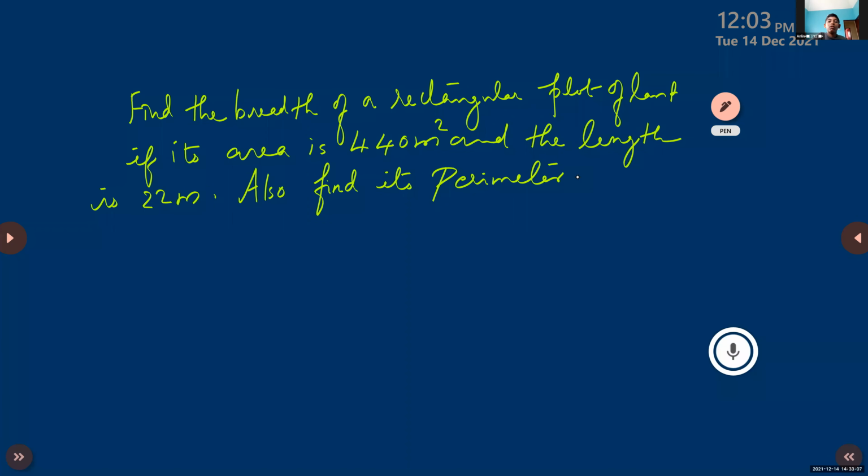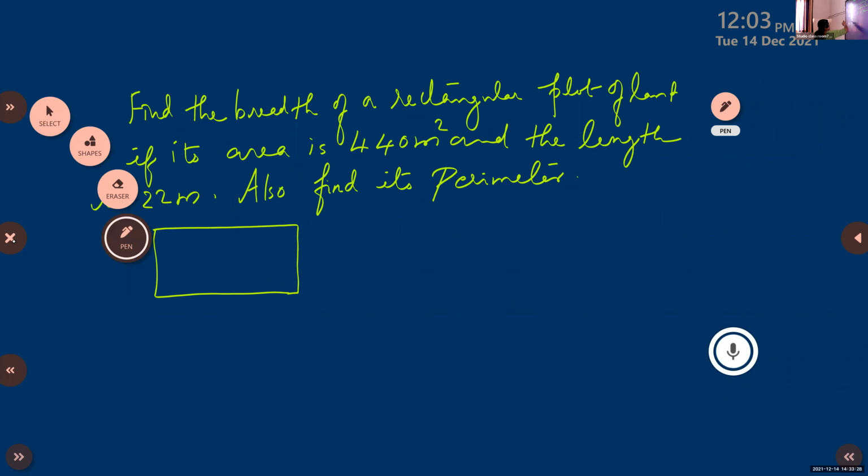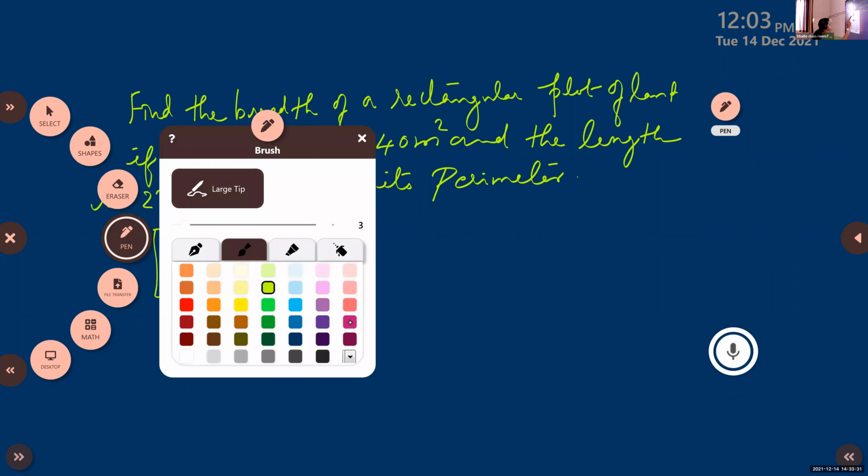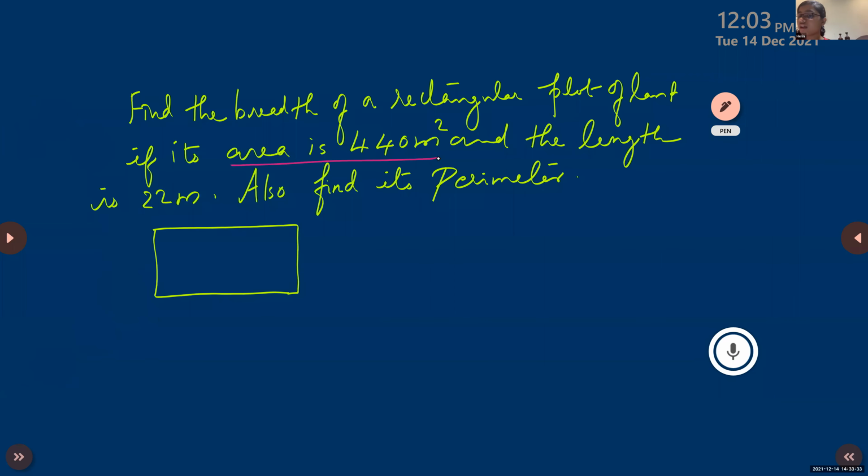What is the shape of the land? Rectangle. Rectangular shape, isn't it? So there is a rectangular plot of land, and what is given? Its area is given. Length into breadth is given. L into B, length into breadth is equal to 440 meters square, isn't it?